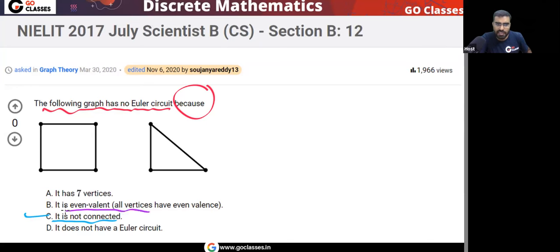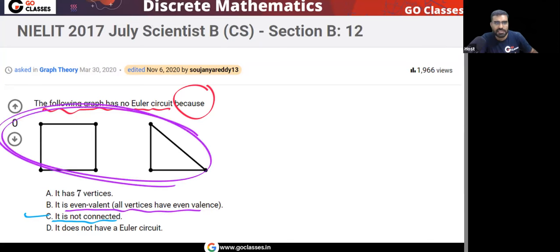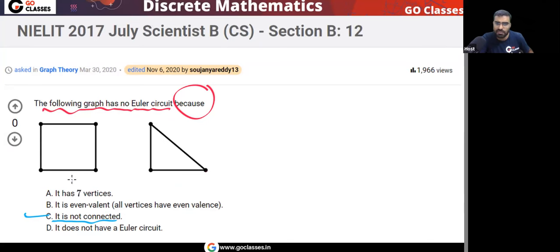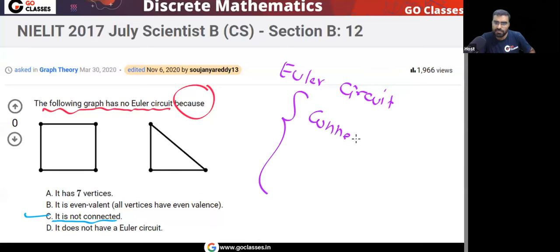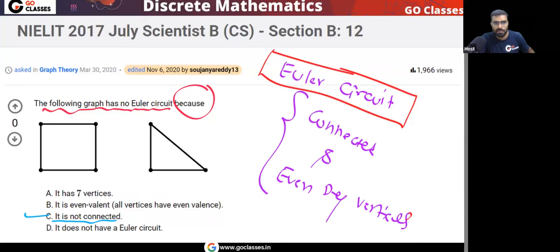It has even degree. That is also fine. Every vertex is of even degree. That is fine. You know what we need for Euler circuit? Tell me. For Euler circuit, we need connected and we need even degree vertices. Yes or no? For Euler circuit, these two things we need. It should be connected and even degree vertices.